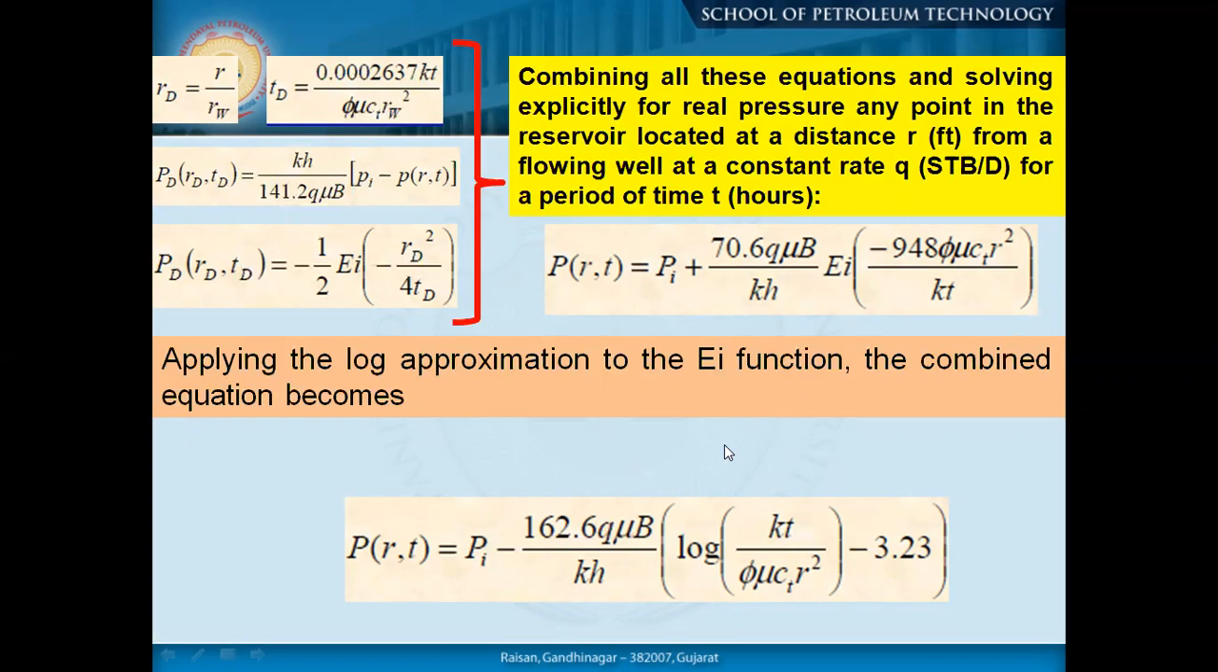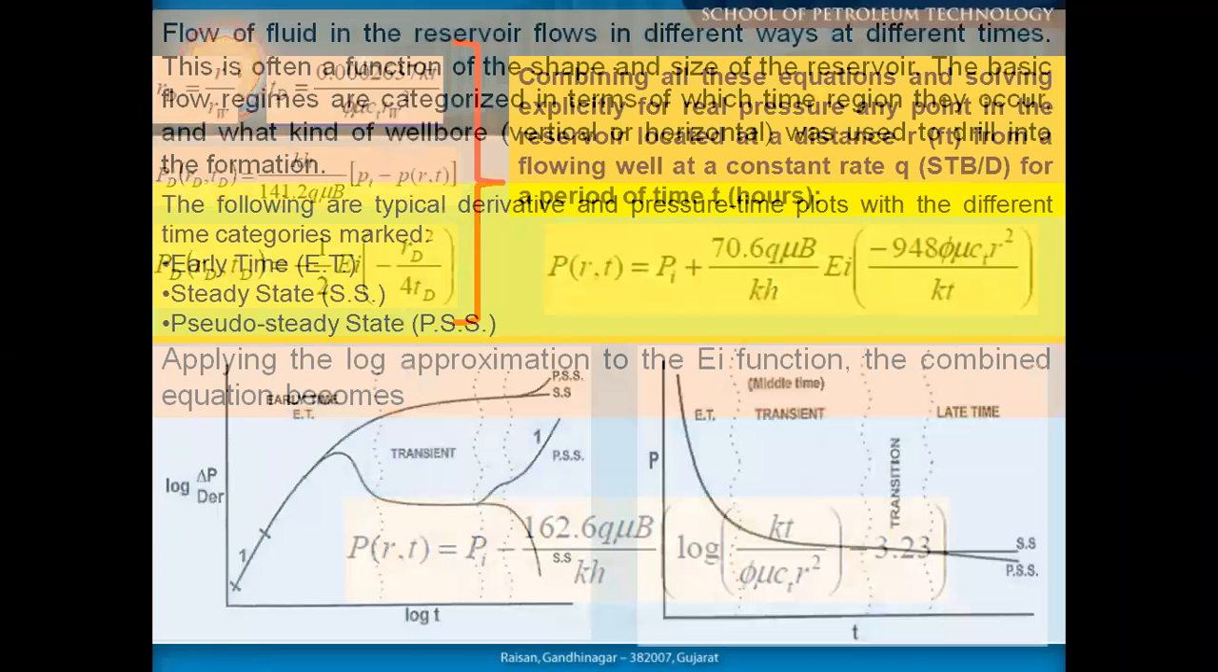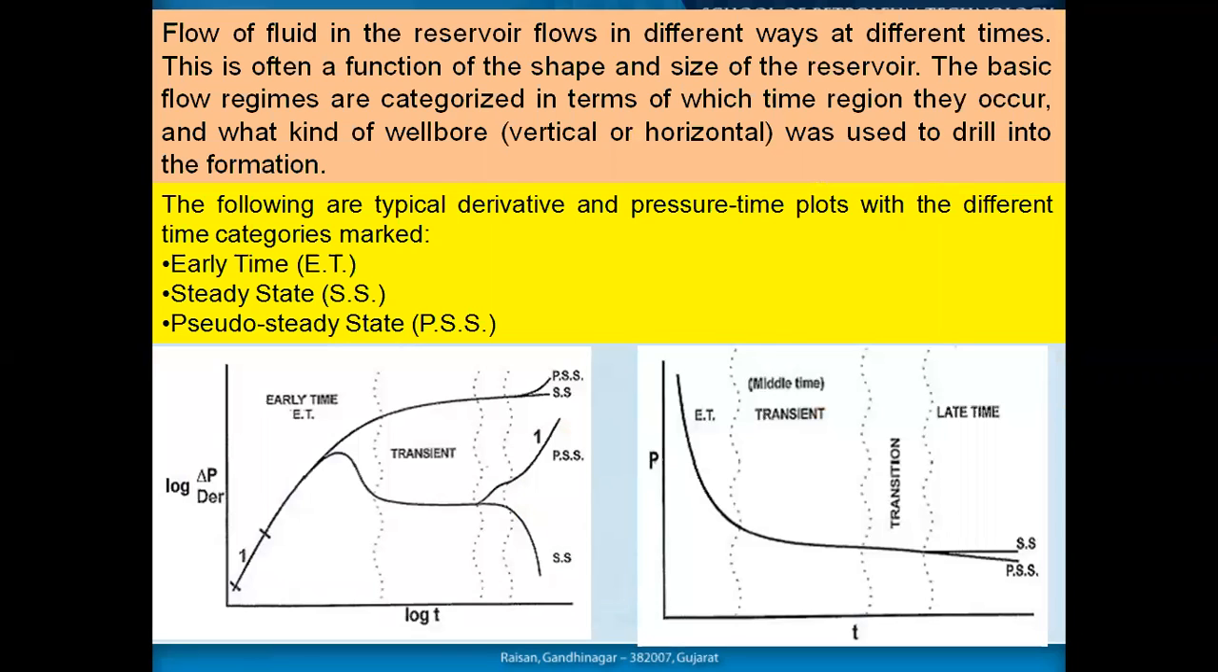So now using this mathematics, what our role is to solve it. What should be the different slope of the graph or the pattern of the graph, so that we can diagnose what is actually the physical nature around the wellbore at that specific flow time? Fluid in the reservoir flows in different ways at different times. This is often a function of the shape and size of the reservoir. The basic flow designs are categorized in terms of which time region they occur.